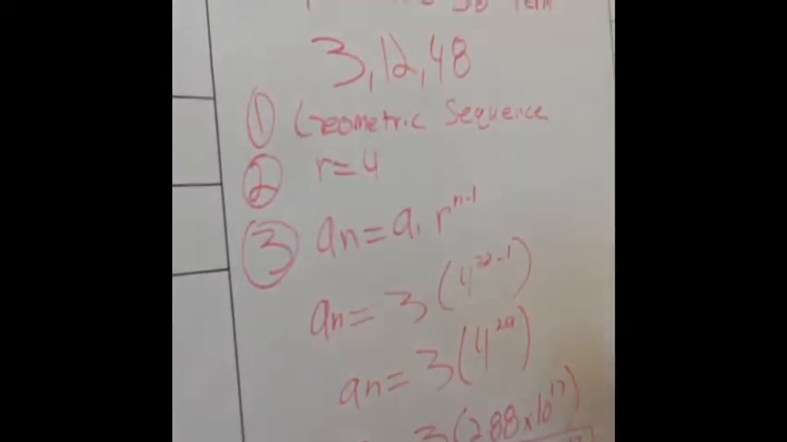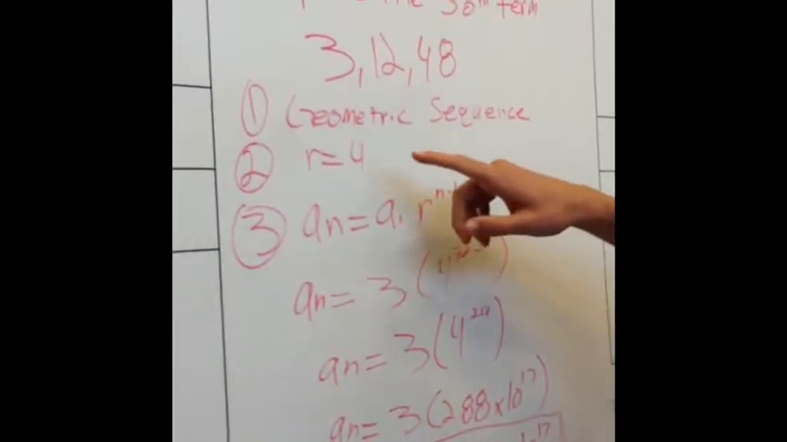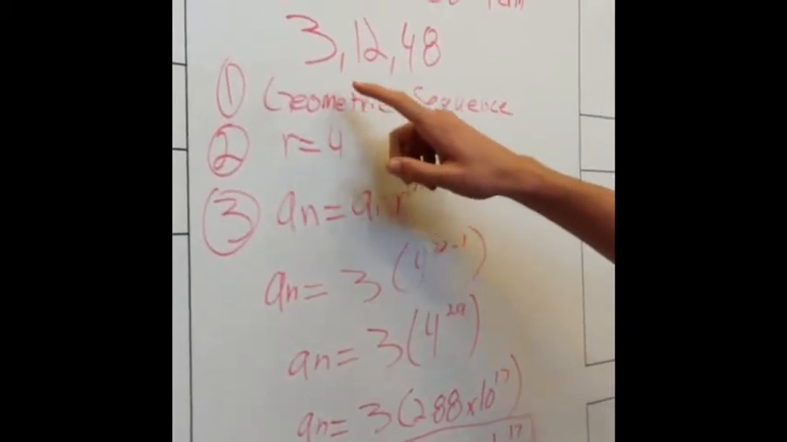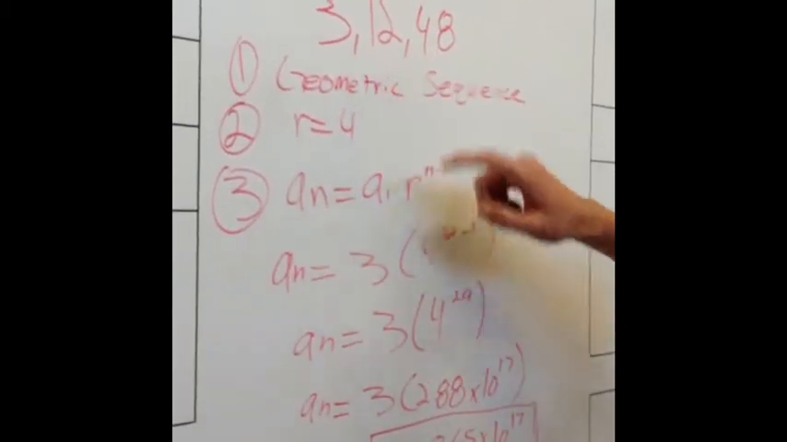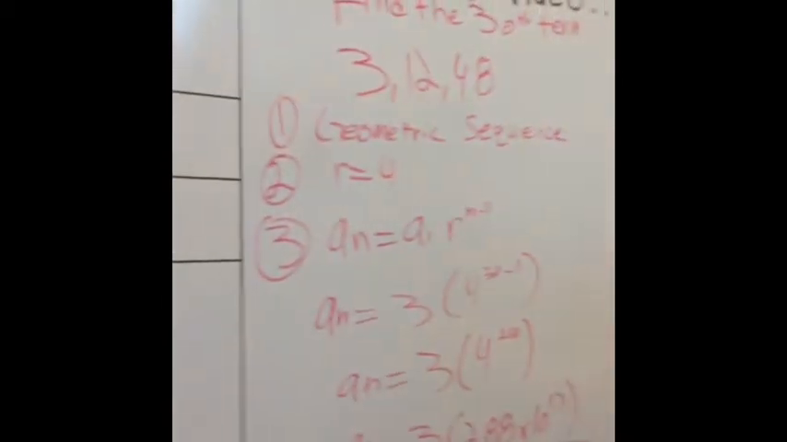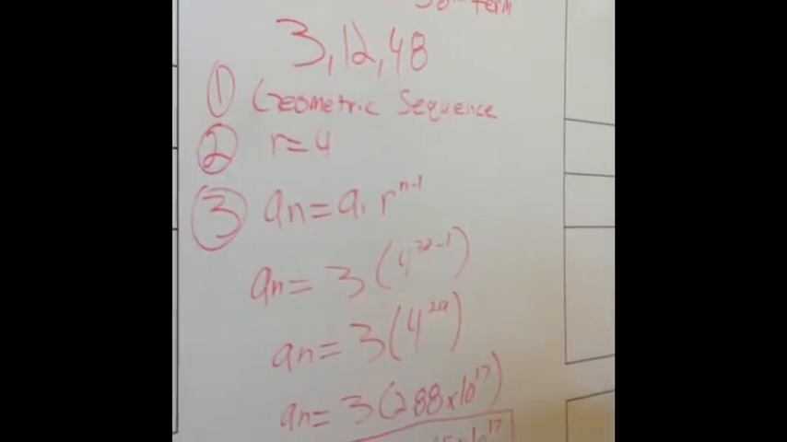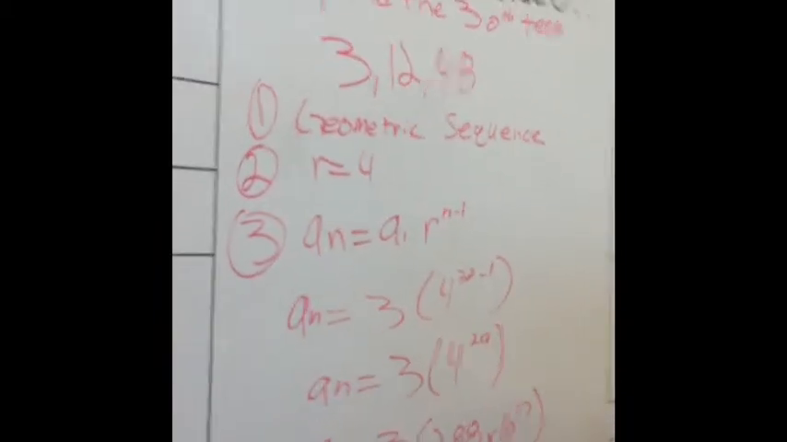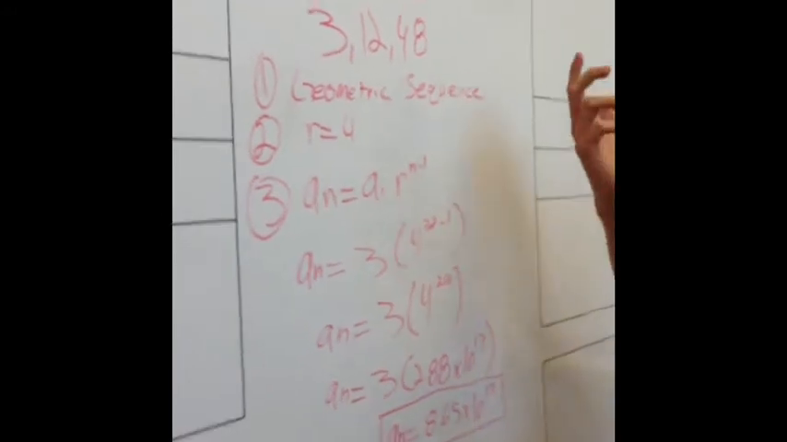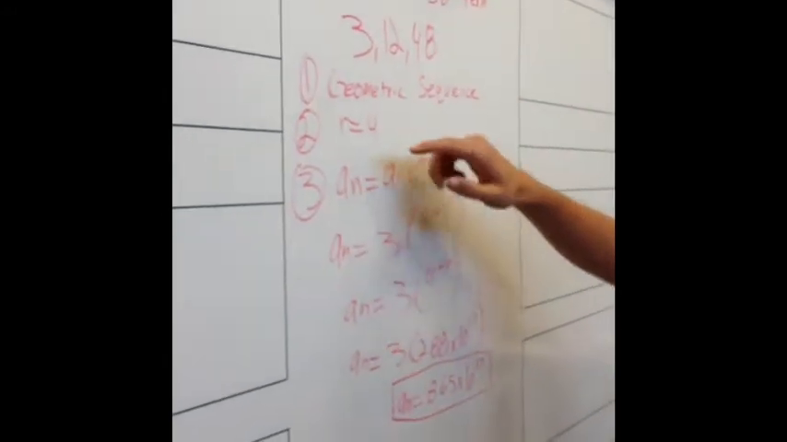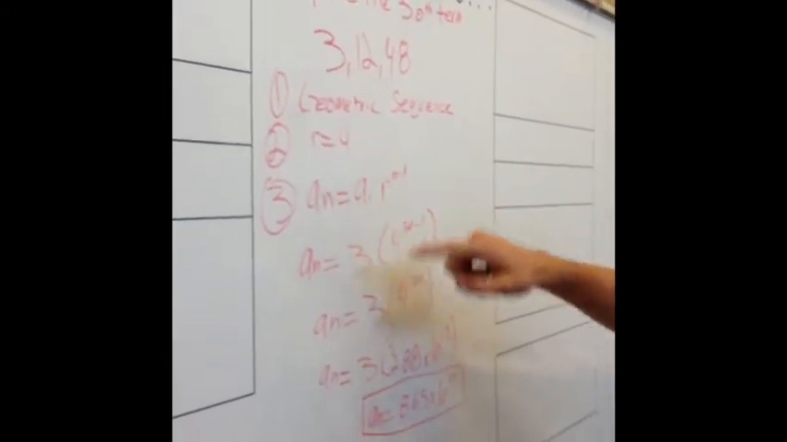Alright, we're finding the 30th term here. This is a geometric sequence because it's a list of numbers, and we're multiplying by 4 every time. Why are we multiplying by 4? What is that called? It's a common ratio. Yeah, I misunderstood your question. The common ratio is 4.